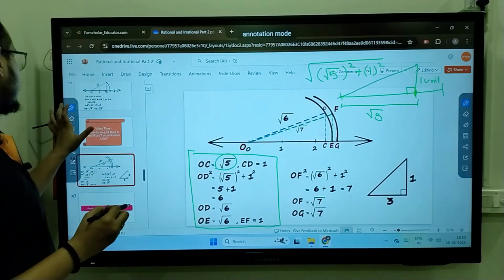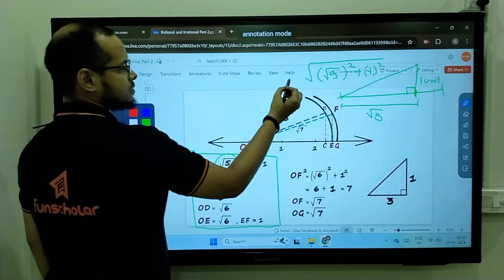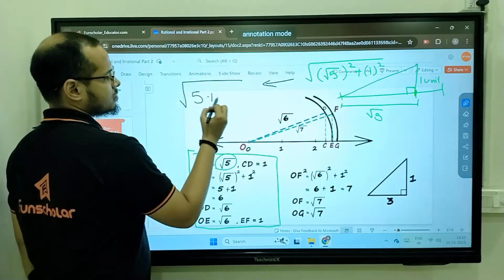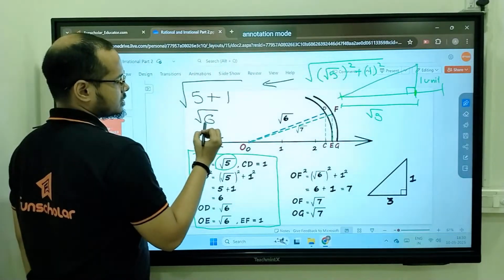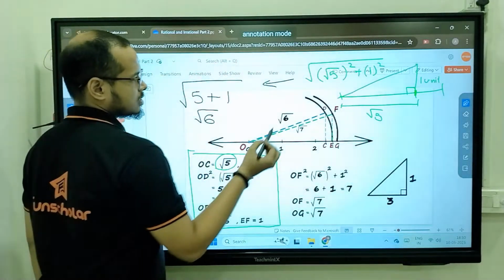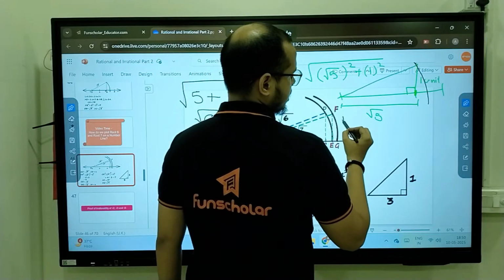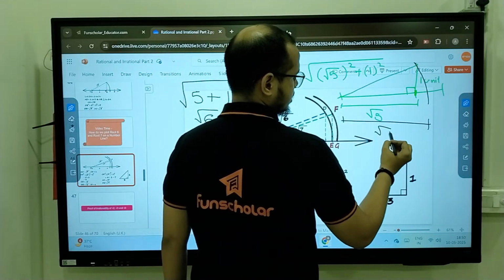Let me change the color of the pen. So it will give us root over 5 plus 1, that is root 6, which is the required answer. So we have found root 6 as this. Cut the line. This entire thing now is root 6.